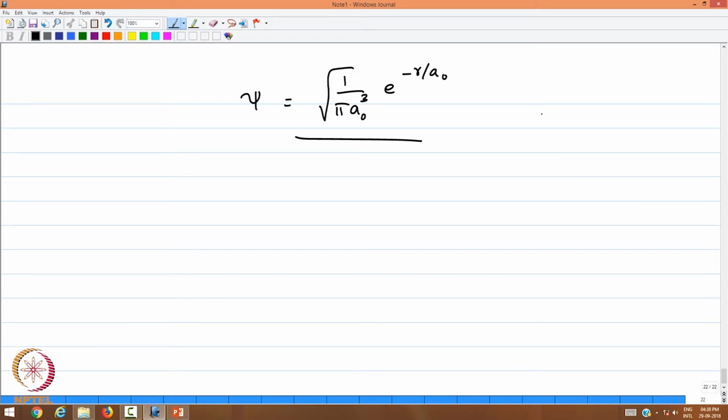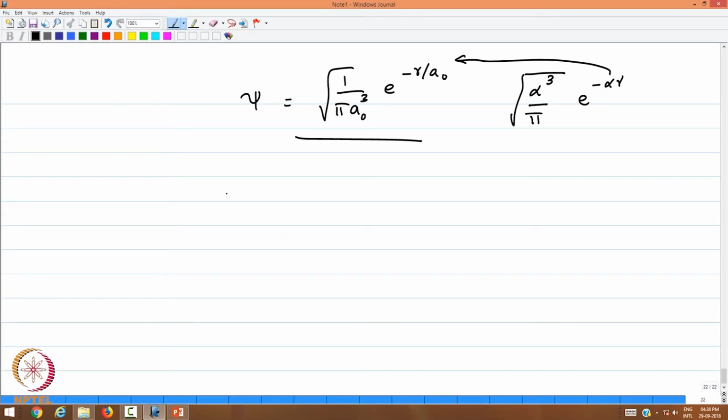Recall the similarity of this with the term that you have, alpha cube by pi square root e to the minus alpha r. You see that alpha being 1 by A naught gives you immediately the exact ground state. Therefore, the wave function that was given to you is for you not to do the whole calculation, but to guess the answer that alpha has to be 1 by A naught, and then the wave function is that, and the energy that you obtain is minus Hc Rydberg constant or minus 13.6 eV.